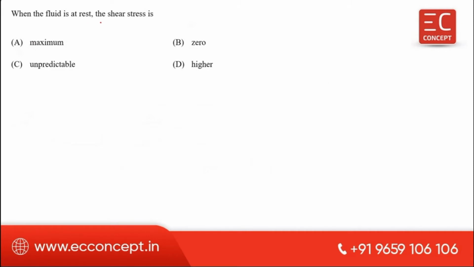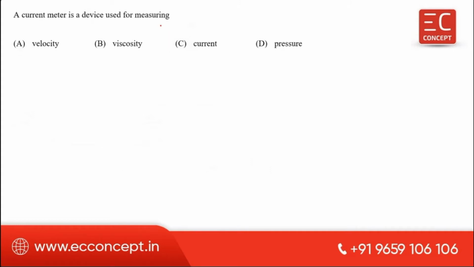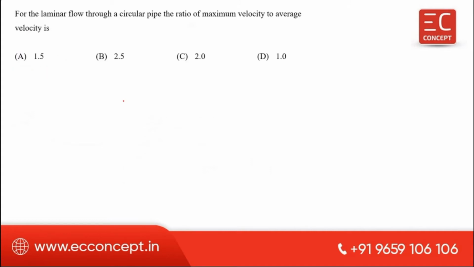When the fluid is at rest, shear stress is 0. Shear stress will not take place. So this is factual data. Next one. The current meter is a device used for measuring velocity. This is also very simple factual data. Current meter, also pitot tube. Pitot tube is also used to measure the velocity.